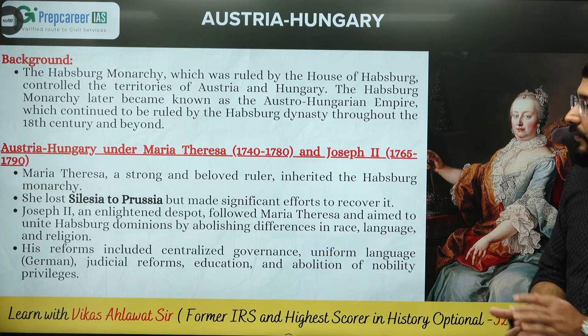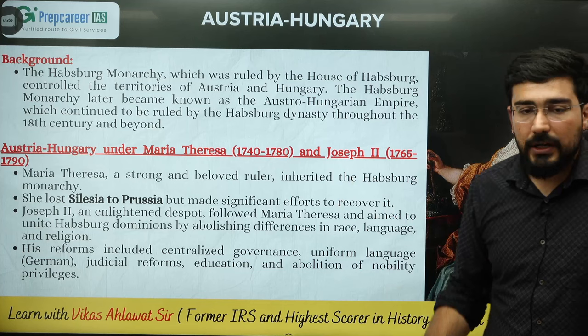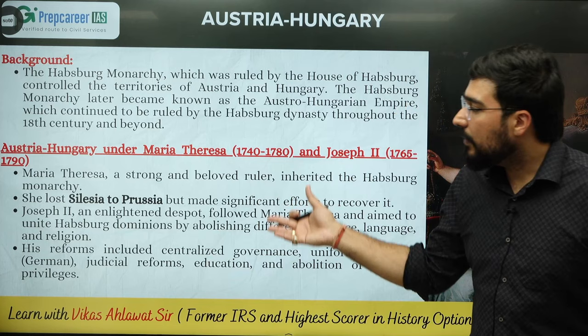If we see the case of Austria-Hungary, initially the most famous ruler was Maria Theresa, and then eventually comes his son, that was Joseph II. So these two are the important personalities. She lost Silesia to Prussia. This was the area which was gained by Frederick the Great. She tried her level best, but it remained with Prussia later on.